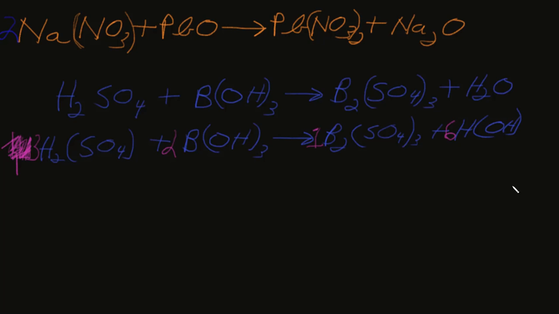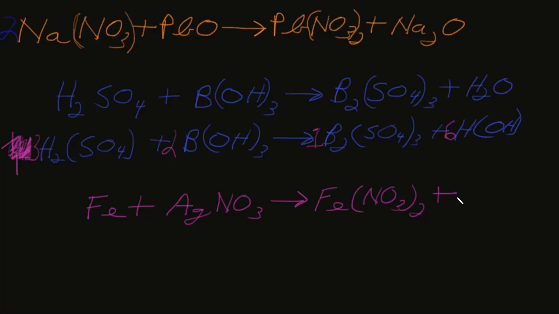All right, so let's go on down and let's try another one here. So we got iron plus silver nitrate, and that goes to iron 2 and nitrate, there's going to be 2 of those, and we've got some free silver there.